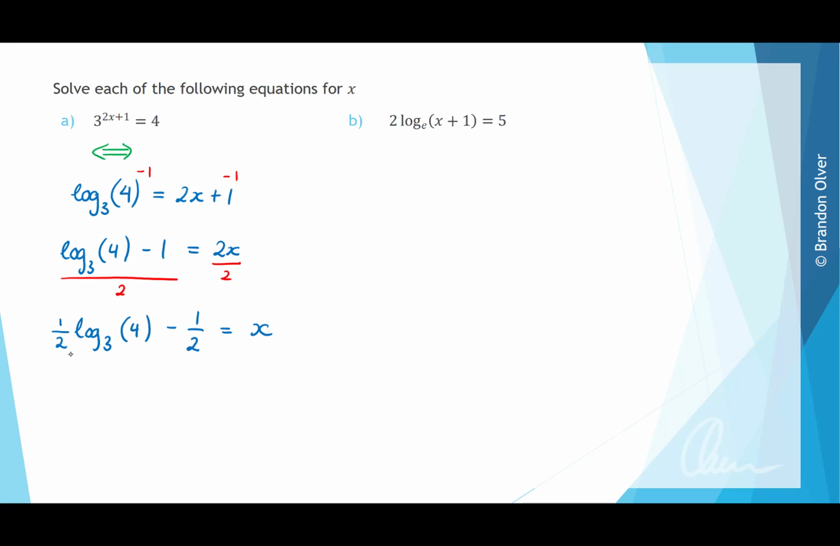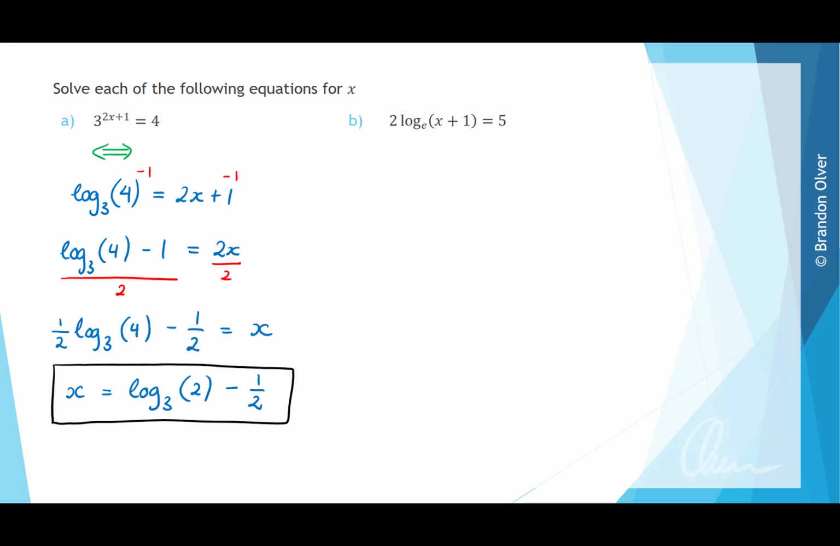However, I'm just going to point out that we can actually simplify this a little bit further, and this half that's multiplying the log 3, we can actually bring it up as a power. So we can write this as log 3 of 4 to the power of 1/2, which is the same as the square root. So we can also write x as just being log 3 of 2 minus 1/2. So that's just a more simplified answer to part A.